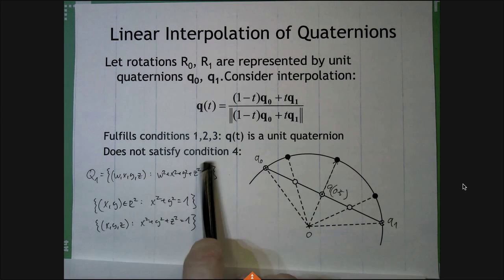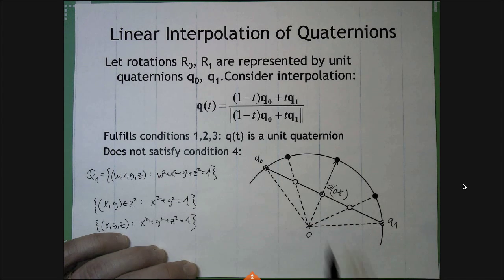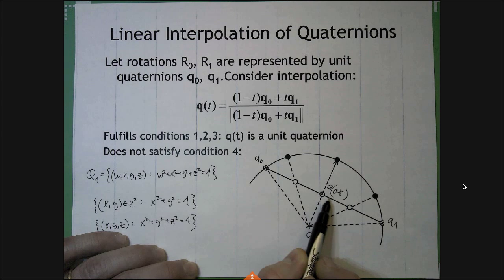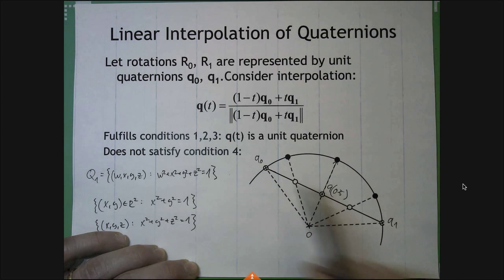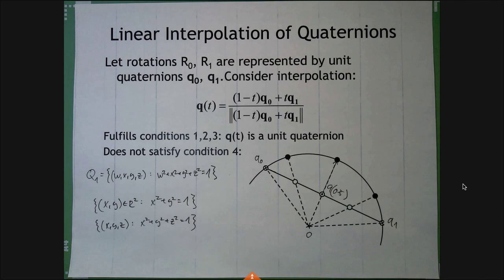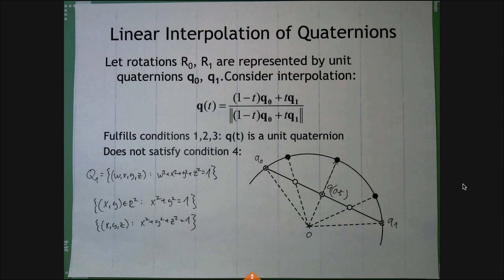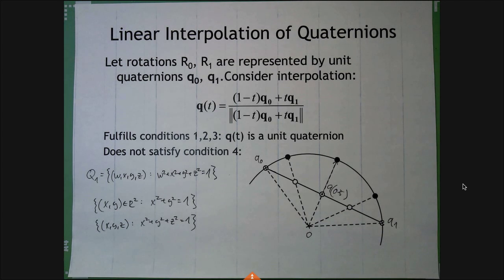What it does not satisfy is the condition number 4, because as you can probably see, if I'm going with constant velocity here, constant speed here, I will not get a constant angular velocity here, right? First I will go a little bit slower and then a little bit faster, but just by a little bit. So in graphics, this is usually a pretty good method of choice if you took care of the antipodality, which I will get to in a second.